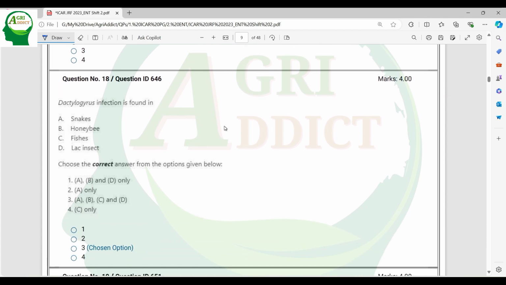The next question is also another question that came in a different form in paper one. That is dactylovirus infection. In paper one the question was like: fish gill rot occurs in fishes due to infection of which fungi. There, dactylovirus was in the options. In this Shift-2 paper, the fungus name is given, so you have to find in which species or in which animal the infection can occur. So here, Dactylogyrus infection is found in fish gill rot disease. So option 4, that is C only, is the correct answer.